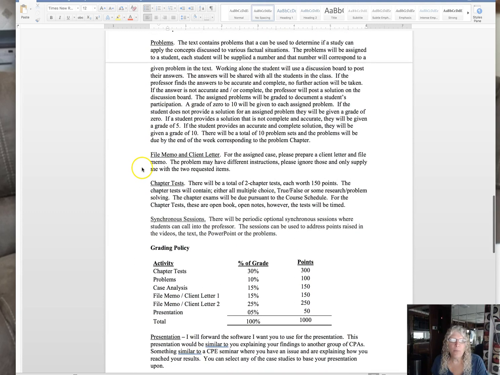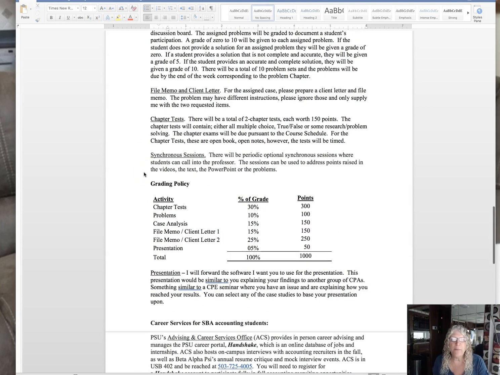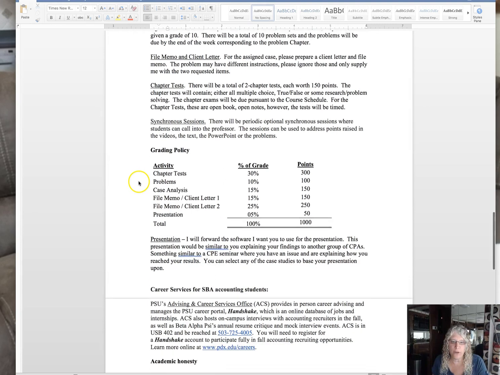Okay, file memo and client letter. Just when we go through that, you'll see that in week 5, but you'll know some more information before that. We'll have 2 chapter tests, each worth 150 points, and I'm also going to have synchronous sessions, which we all agreed would be Wednesday at 9:30.